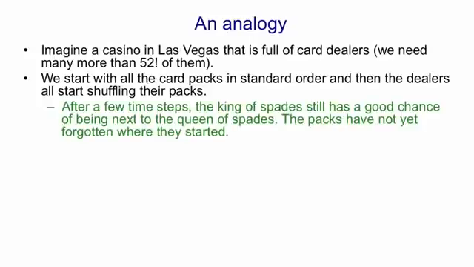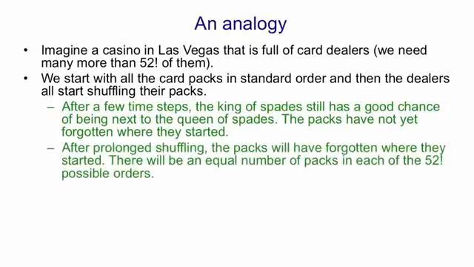After a few shuffles, there's still a good chance that the king of spades will be next to the queen of spades in any given pack. So the packs have not yet forgotten where they started. Their initial order is still influencing their current order. If we keep shuffling, eventually the initial order will be irrelevant. The packs will have forgotten where they started, and in fact, in this example, there will be an equal number of packs in each of the 52 factorial possible orders.